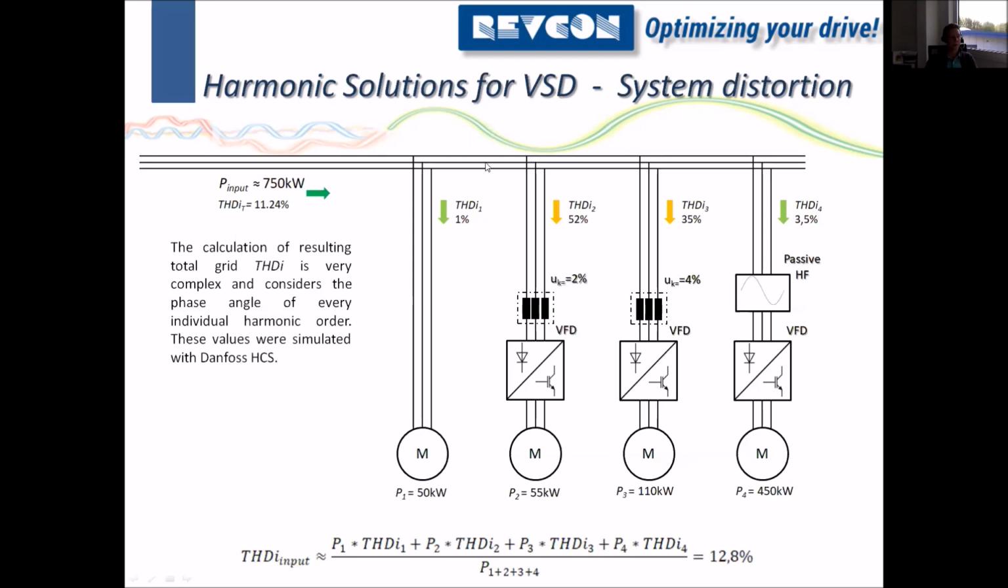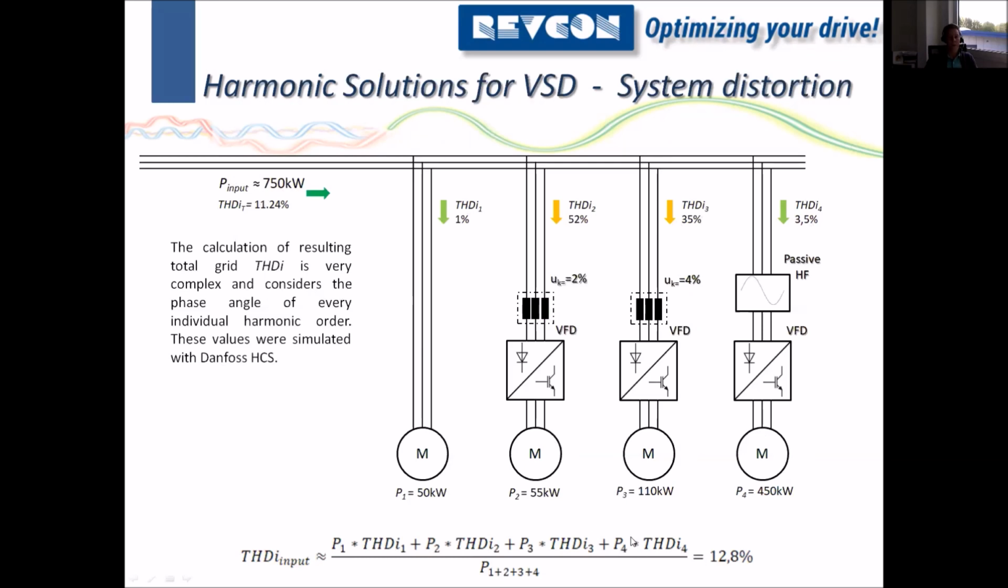So we add up the first power times the first THDI, the second with the second, the third with the third, and the fourth power with the fourth THDI value. And then we divide all of these by the total power of the application, by all of these powers. And then we get a THDI input. This is what we see here.